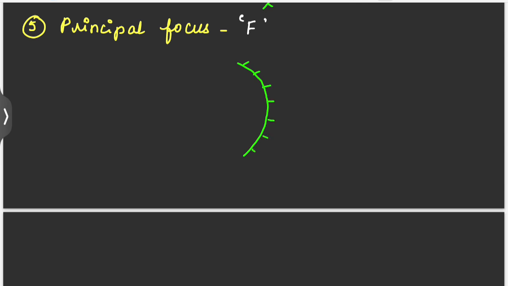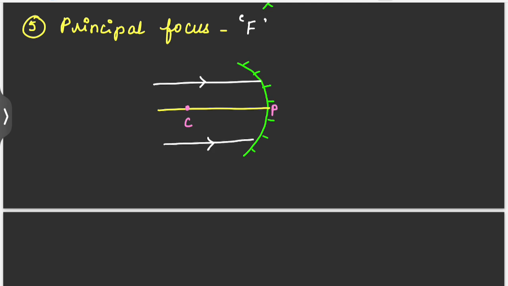Let us draw the principal axis. So this is the principal axis. On the principal axis, what can you see? You can see the center of curvature and the pole will be present. So now draw the light rays. This is one light ray I'll draw, and this is the second light ray I'm going to draw.